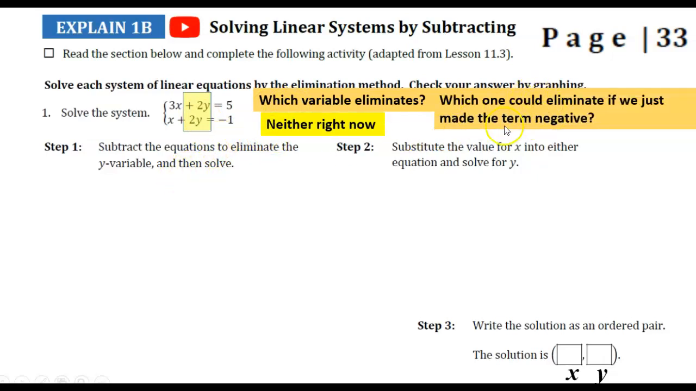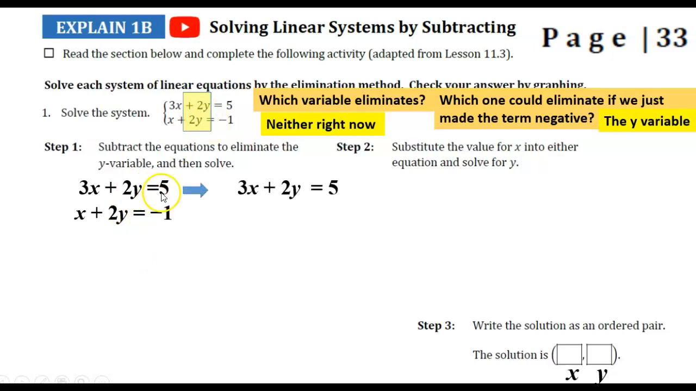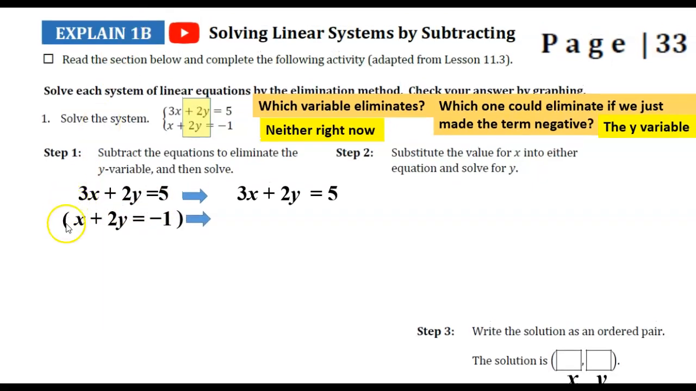But we could eliminate if we made one term negative. In this case, it would be the y's. So let's go ahead and do that. 3x plus 2y equals 5. For the second equation, we're going to multiply this by a -1, essentially subtracting the terms.